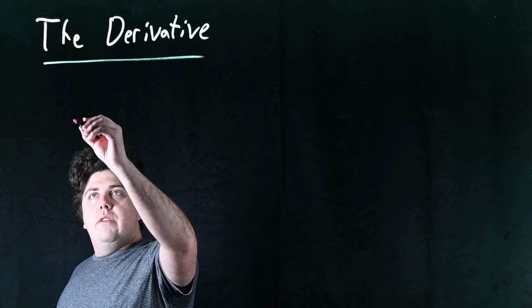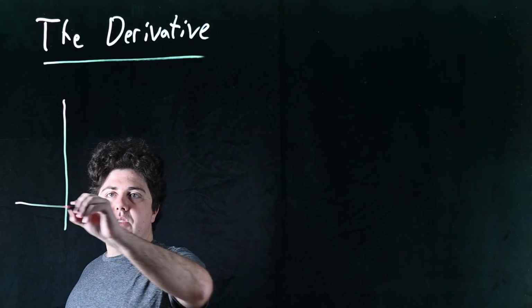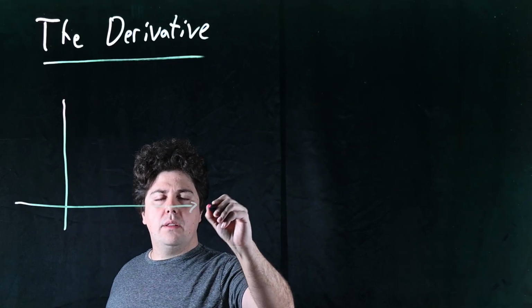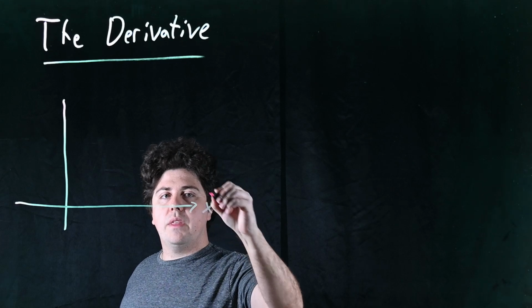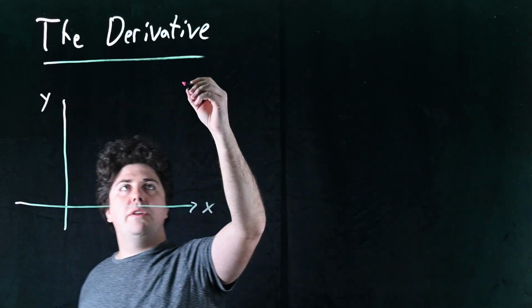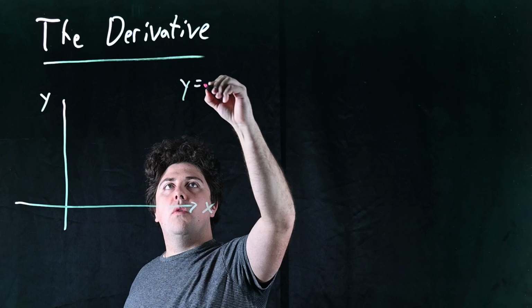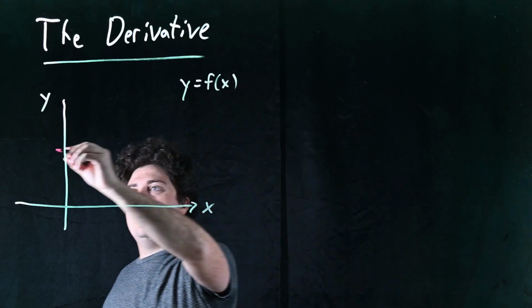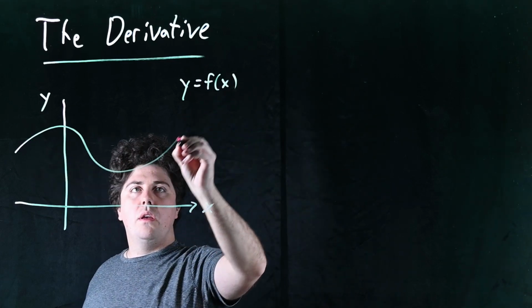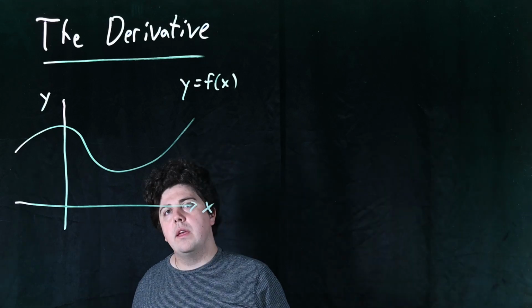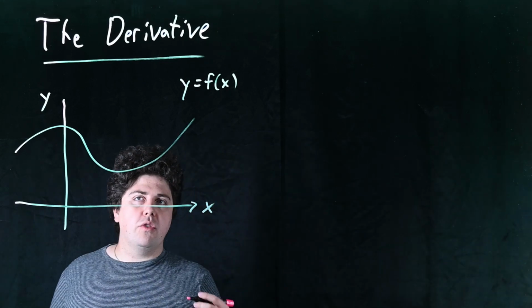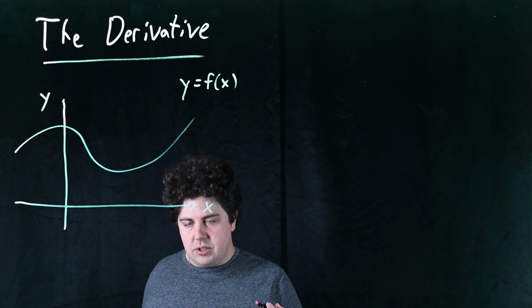So what's the derivative? Well, first of all, let's draw out a function. Let's say that this is x and y, and we just have, as usual, y is equal to f at x, and let's say the curve looks something like this. All right, so let's talk about what the derivative of this guy means.